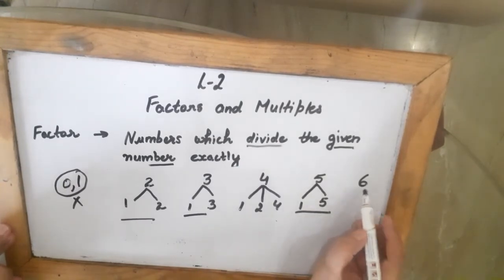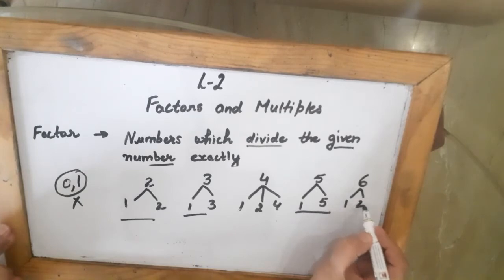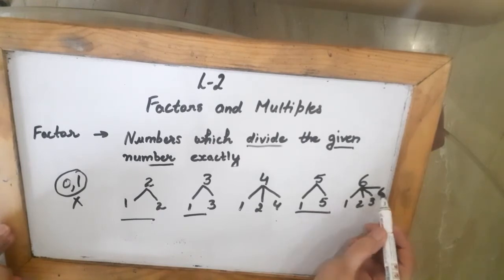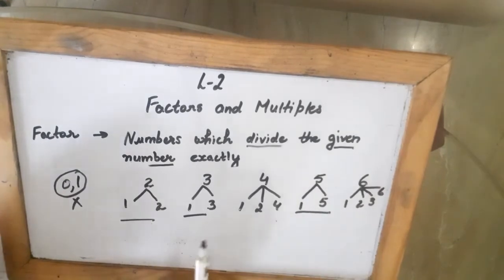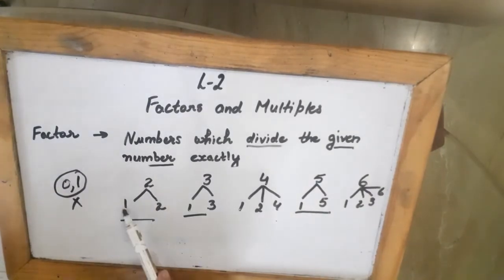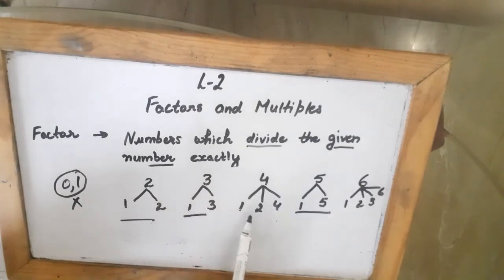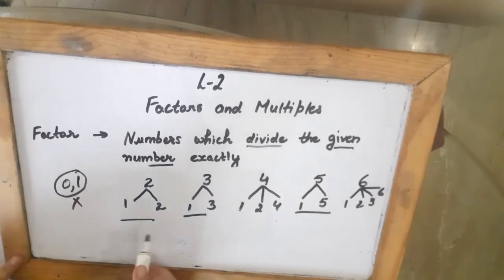Now let me take 6. I can divide 6 with 1, with 2, with 3, and with 6. So apart from 1 and the number itself, it has the factors 2 and 3 also. So can you see, I have two types of numbers, one which has only two factors, 1 and itself, and one which has more than two factors. So the numbers which have only two factors, they are called prime numbers.